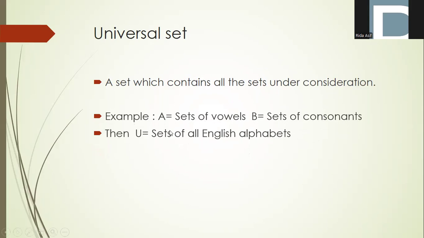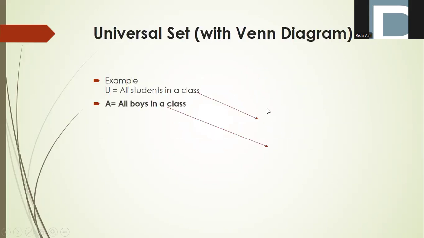And in these alphabets, I have selected two sets: the set of vowels, that is A, E, I, O, U, and the set of consonants, that means the remaining alphabets. So here the universal set is the complete set. That set contains all the sets under consideration. For example, let's discuss the universal set with the Venn diagram.